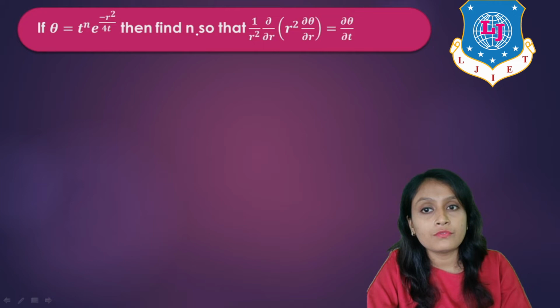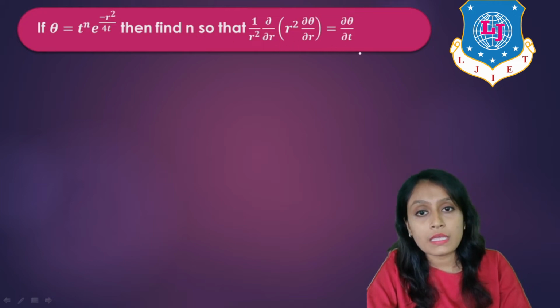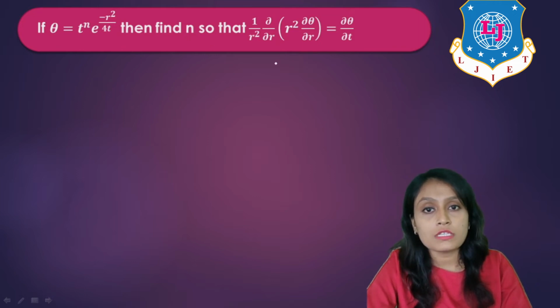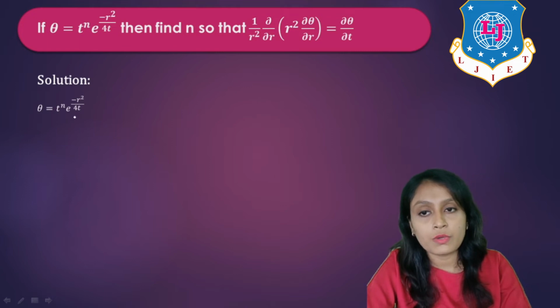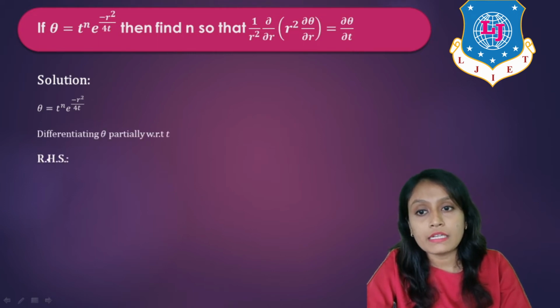So here we have to find n such that these two terms are the same, and on comparing these two terms we will find n. So firstly we will solve RHS. Theta is given, that is t raised to n into e raised to minus r square upon 4t. So firstly we will solve RHS, that is del theta by del t. For that we will differentiate this theta with respect to t.